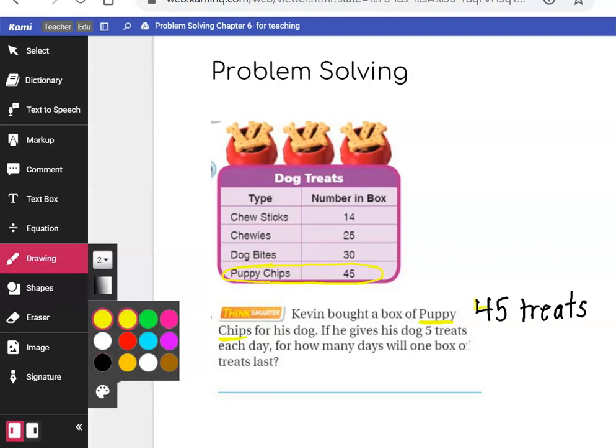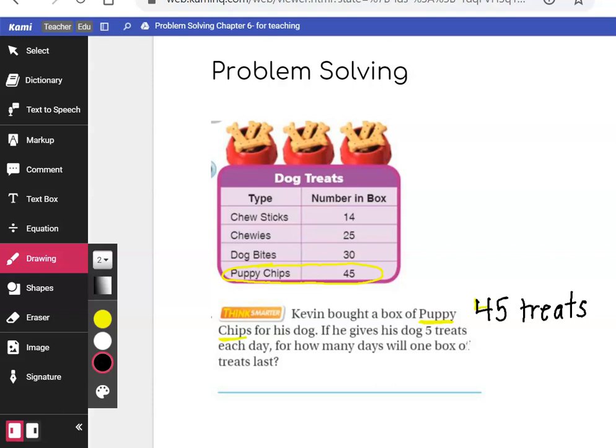Now, if I go back and read in the problem, I see that he gives his dog 5 treats each day. Okay, so I'm picturing that. Let's start at Sunday. He gave his dog 5 treats. Monday, 5 treats. Tuesday, 5 treats, and so on. So for how many days will one box of treats last? Okay, so I know that my limit is 45. So I'm going to see how many times can I count by 5 to get up to 45. That's how I'm going to think of my problem to start. And there are many different ways I can think about this. If you have another way, you can figure that out, and we will also turn this into a number sentence.